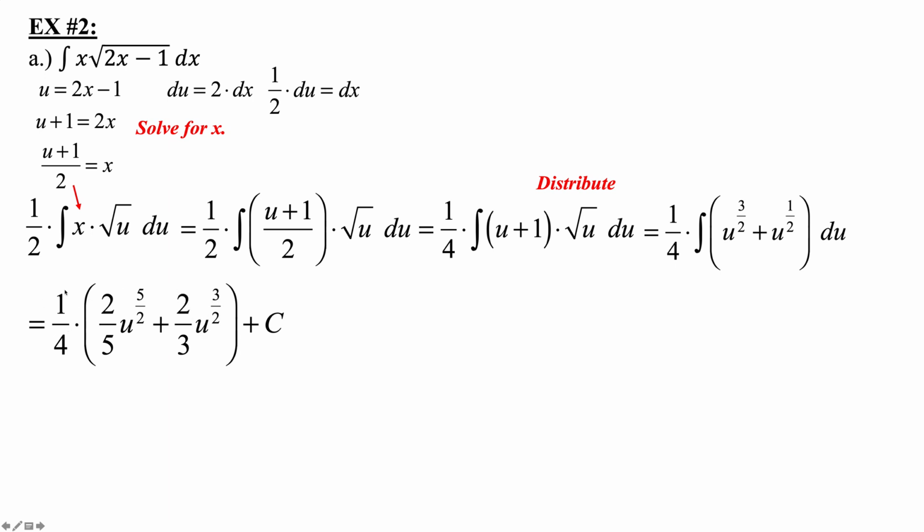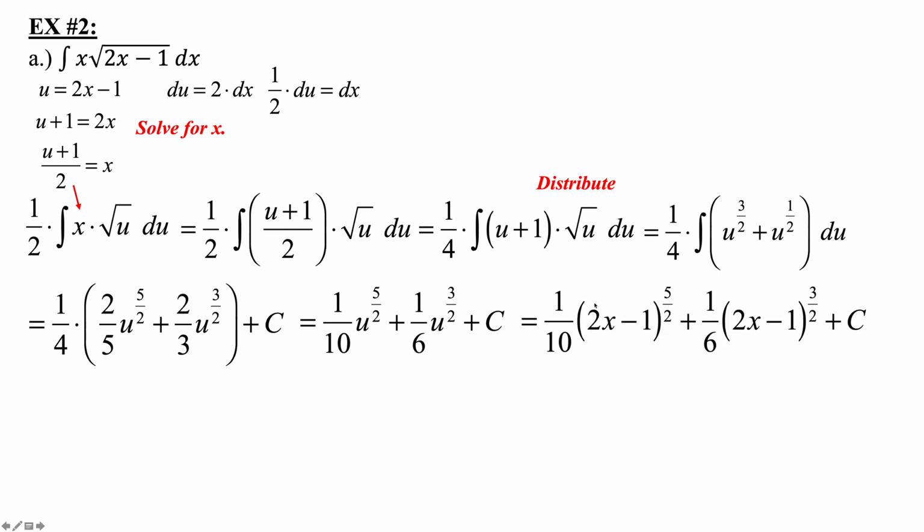We'll multiply everything by the 1/4, so we'll now distribute that. Well, the 2 and the 4 will cancel, so that should give me 1/10 u to the 5/2. And then 2 cancels 4, and then 1/6 u to the 3/2 plus c. And don't forget, we're not done, because now we have to bring back, what did we let u equal? 2x minus 1. We have to bring that back in, put in parentheses.